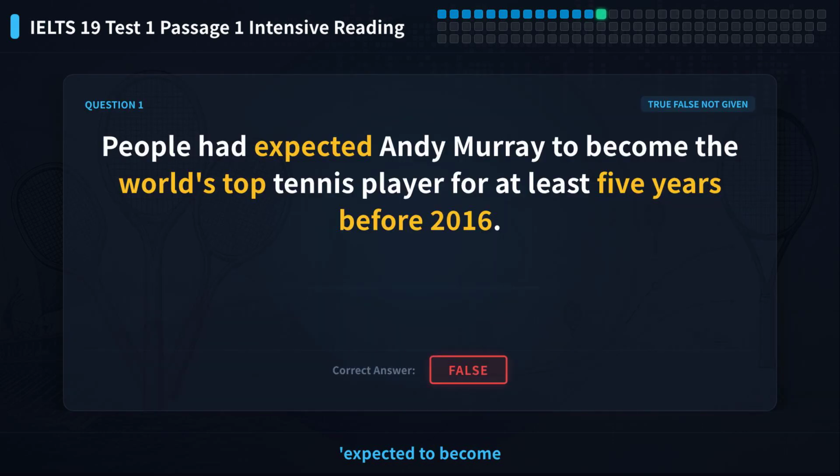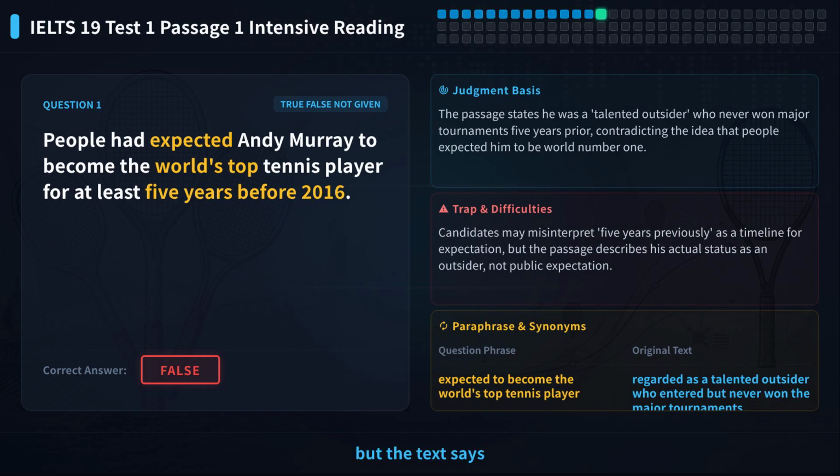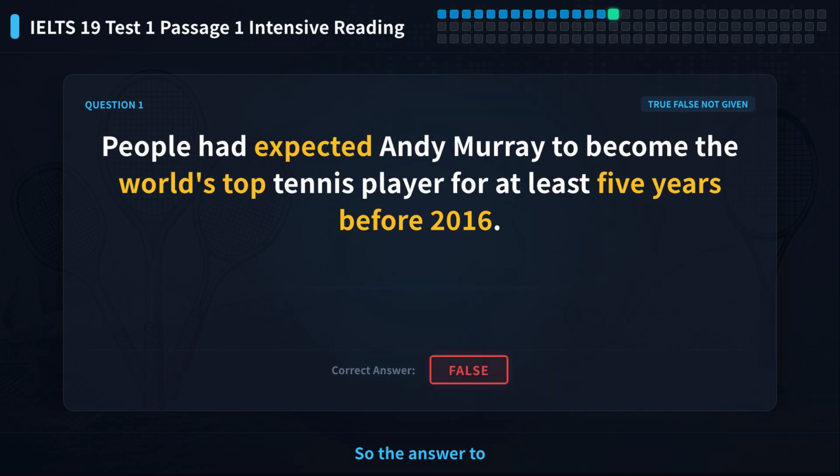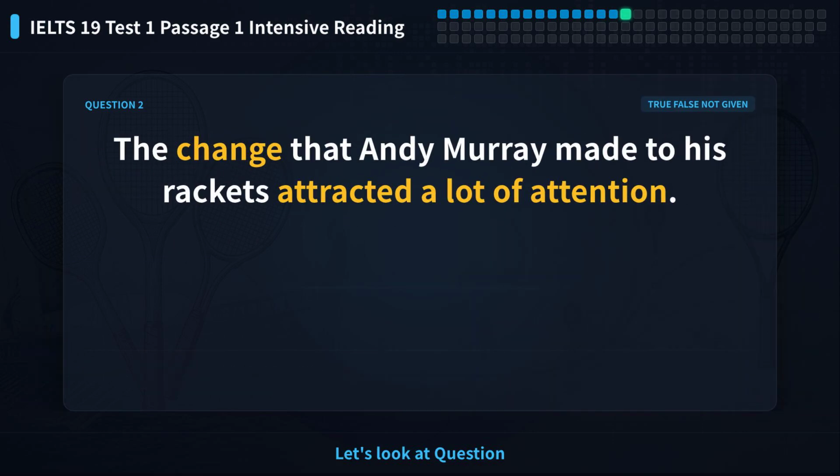The statement says expected to become the world's top, but the text says regarded as an outsider who never won. These directly contradict each other. This is an antonym replacement. So the answer to question 1 is false. Let's look at question 2.